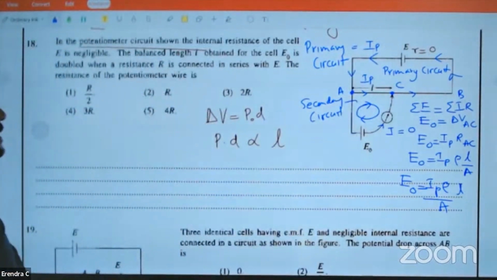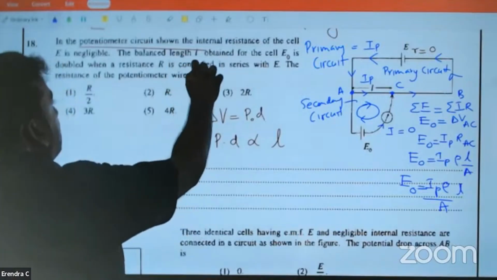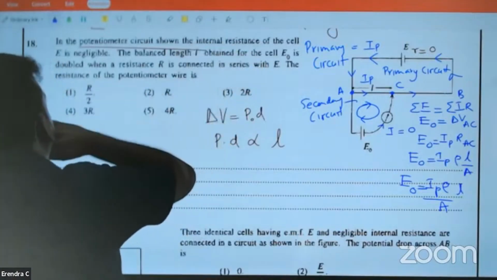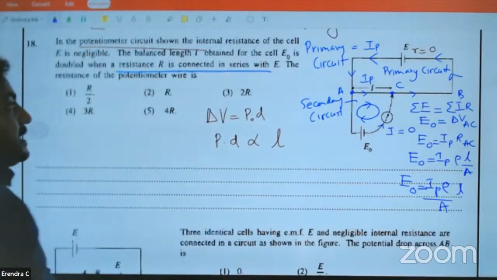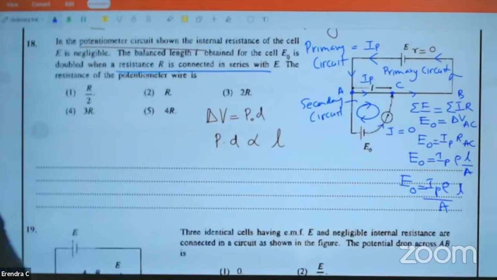What are they telling you? The balance length L is obtained for the cell E naught. It is doubled when a resistance R is connected in series with E. I'll draw the circuit.